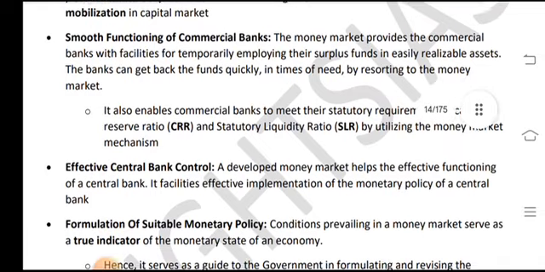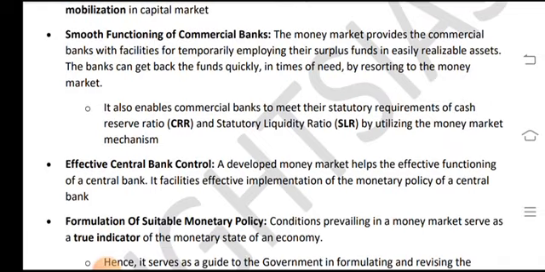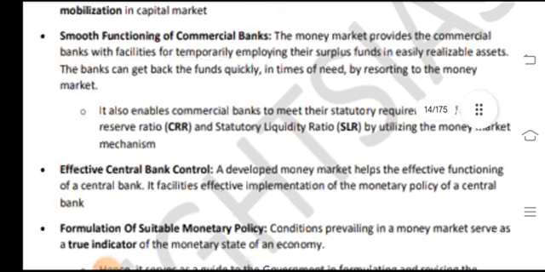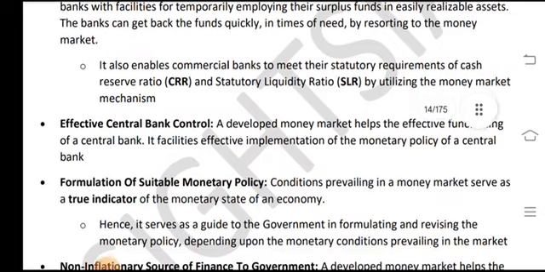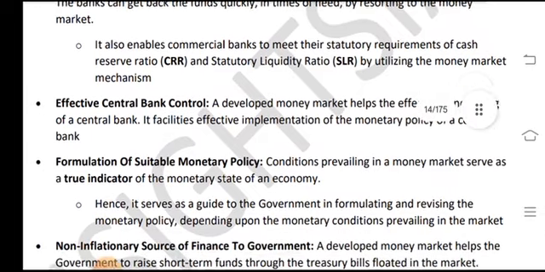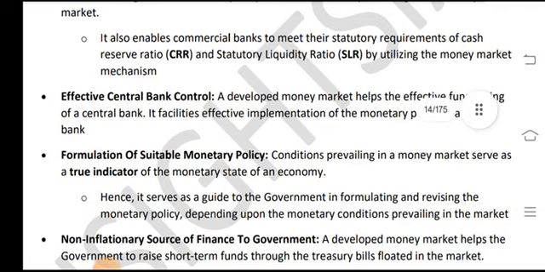Smooth functioning of commercial banks: the money market provides commercial banks with a facility for temporarily employing their surplus funds. In easily liquid assets, the bank can get back the funds quickly in times of need by resorting to the money market. It also enables commercial banks to meet their statutory requirements of the cash reserve ratio (CRR) and the statutory liquidity ratio (SLR) by utilizing the money market mechanism.